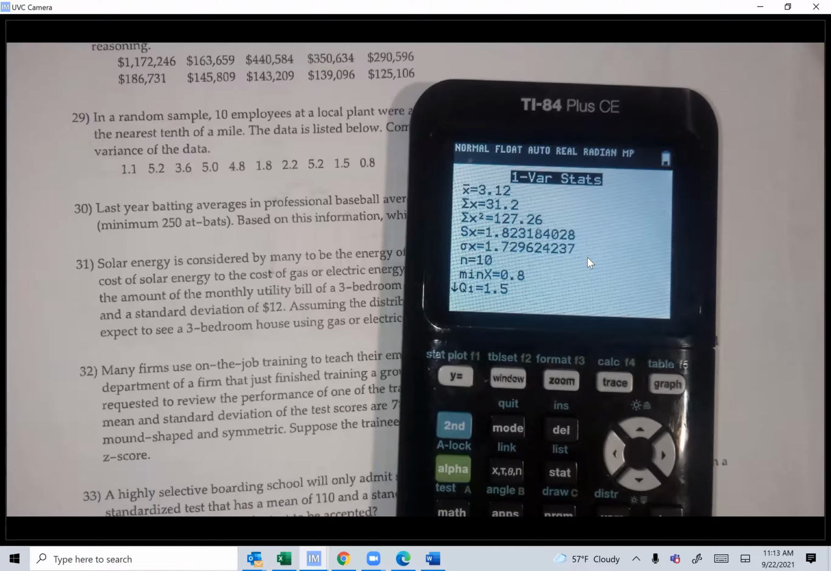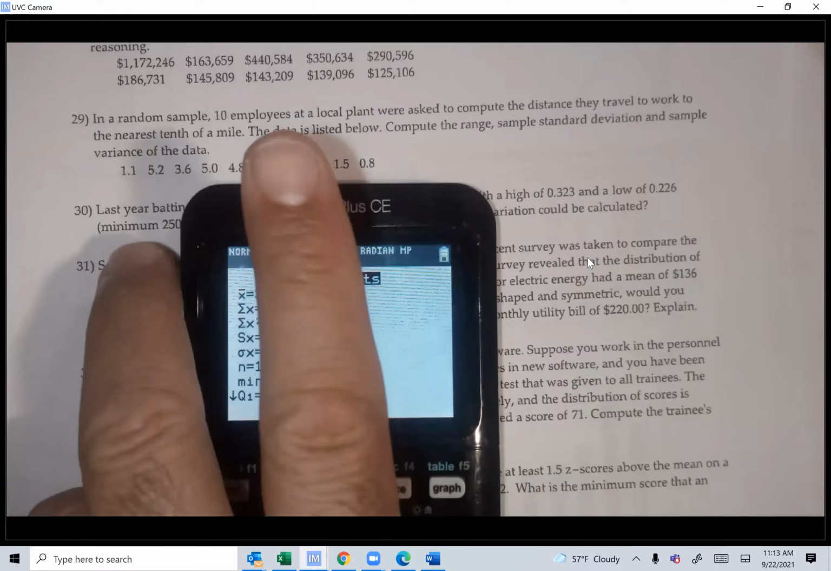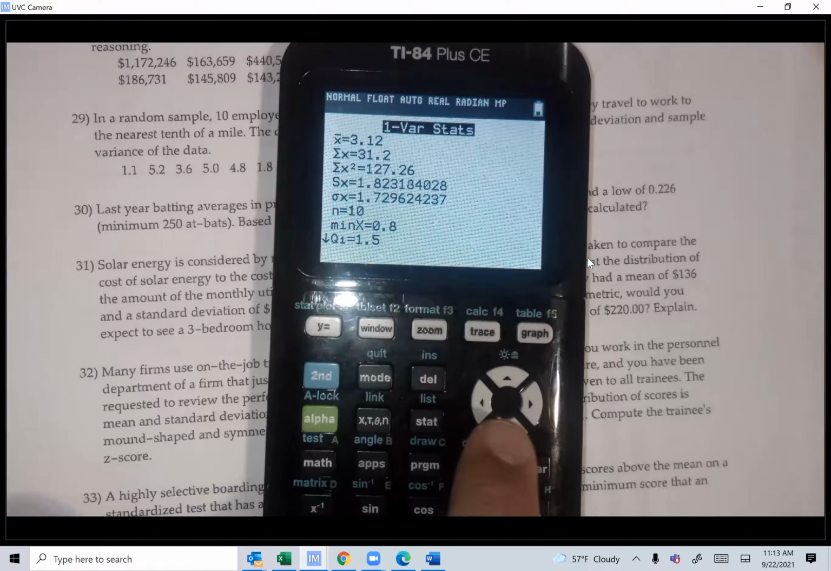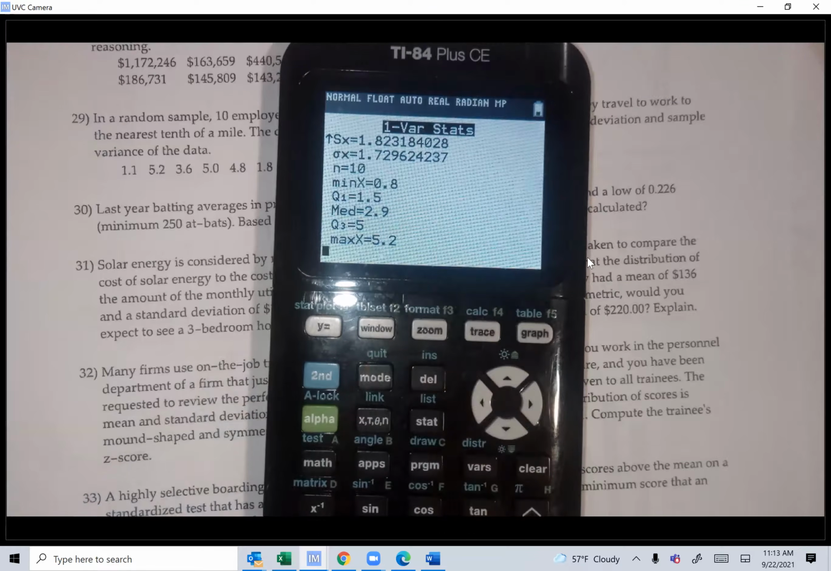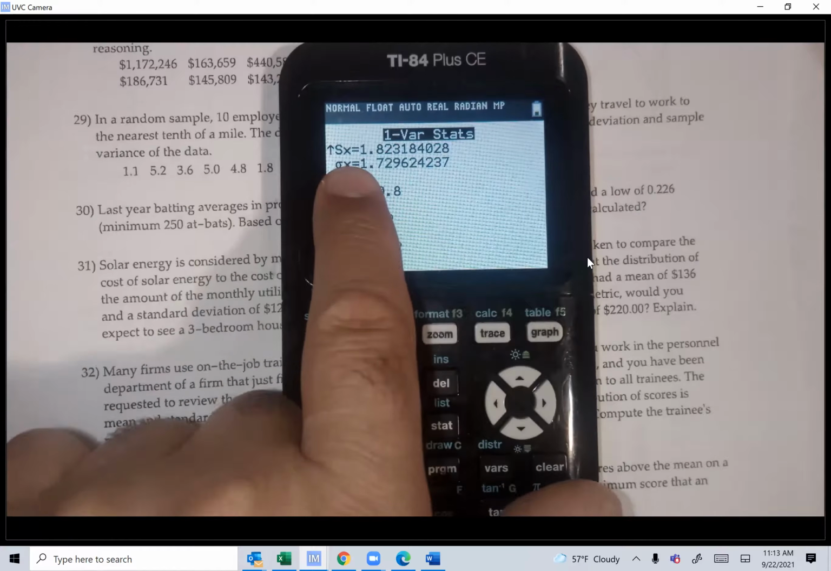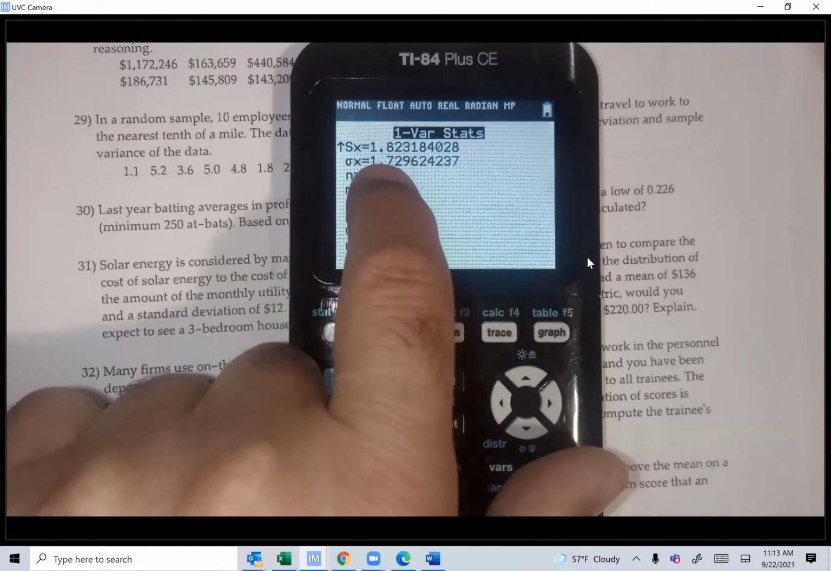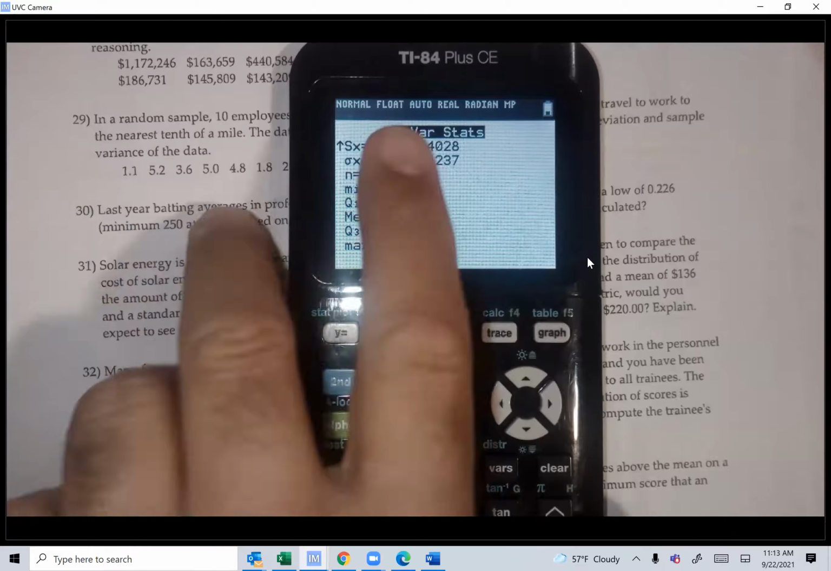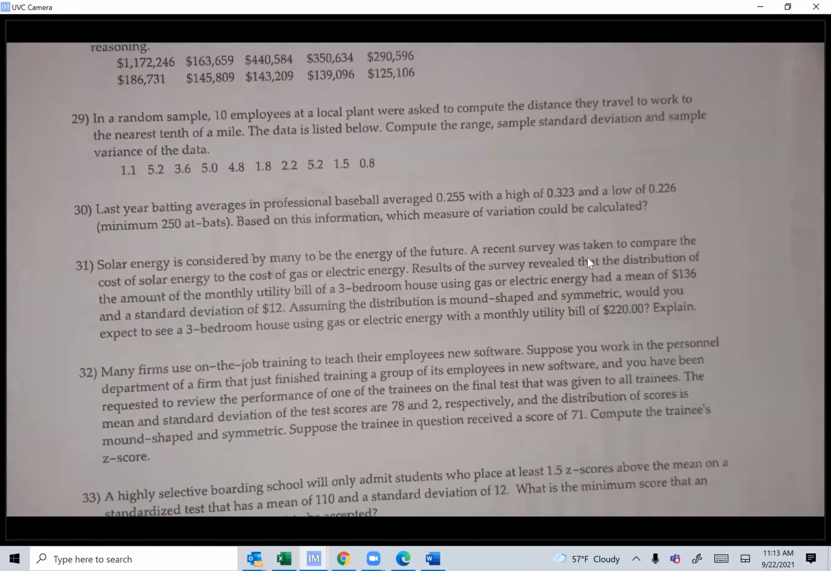Okay, he wants the range. The range is the maximum minus the minimum. If you want to find the range, this is the minimum, 0.8, and the maximum 5.2. So it's 5.2 minus 0.8, which will be 4.4. Then he wants the sample standard deviation, guys. The sample standard deviation is s, which is 1.82. Then he wants the variance. The variance is the square of the standard deviation, which is 1.82 times 1.82. Just multiply the two, and that should give you the answer.